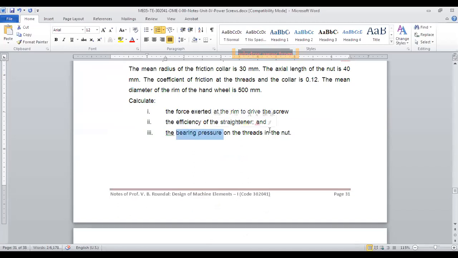Then the bearing pressure of the threads in the nut, we have to calculate. This is what we have seen in a couple of lectures back. Bearing pressure is the pressure on the threads. The area will be pi by 4 into d square minus dc square, where dc is the core diameter. W upon that will be the bearing pressure. This is for one thread, multiplied by the number of threads we get the total.